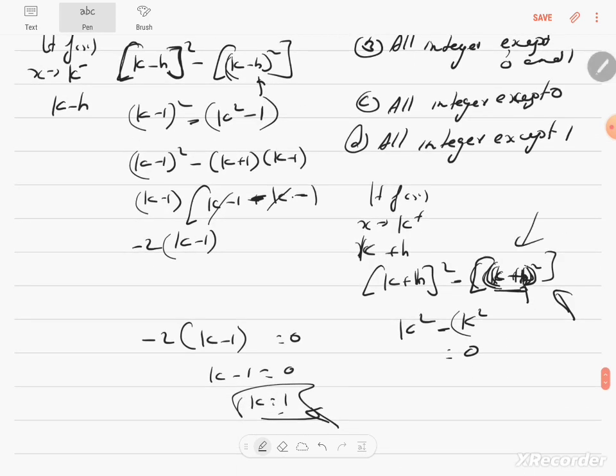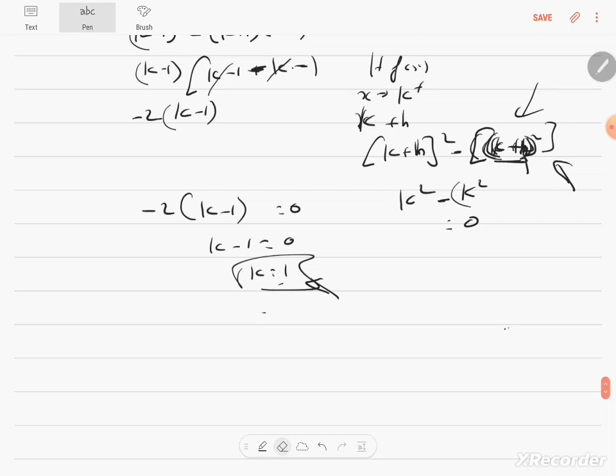I hope you understood. It's k plus h the whole square, an ordinary function where h tends to 0, it's k square. And now the greatest integer function of k square is just k square. That's where I made a mistake. I'm sure you understood. I'm sorry guys. So let's go to the next question.